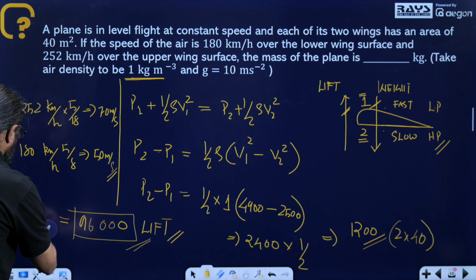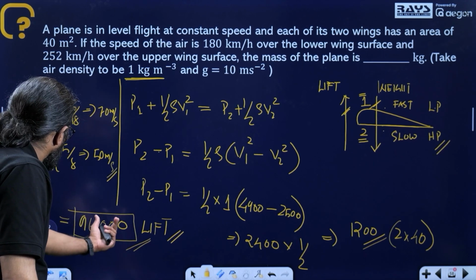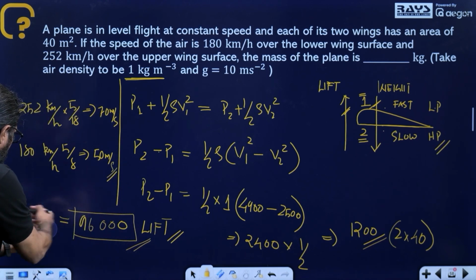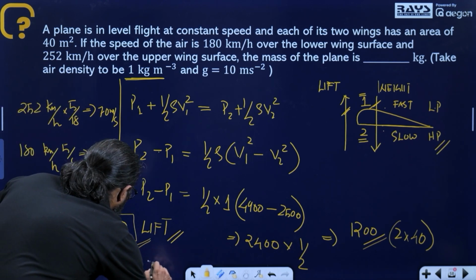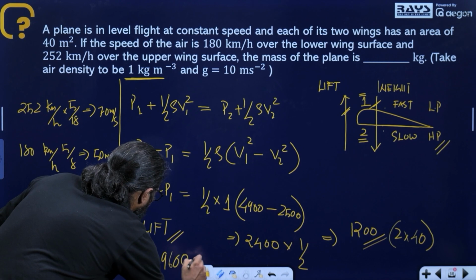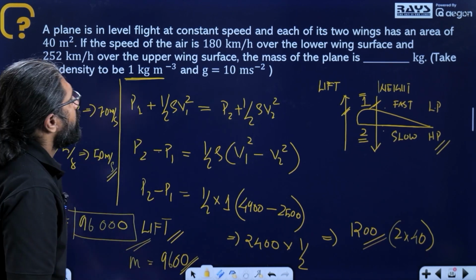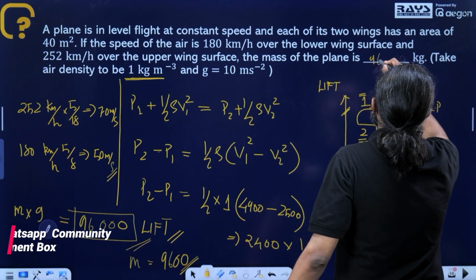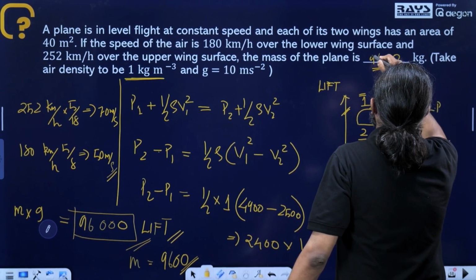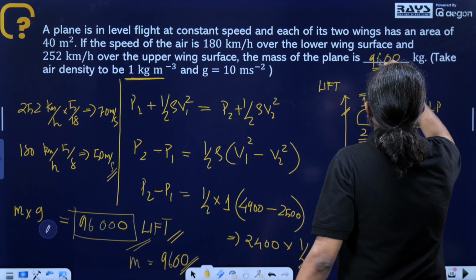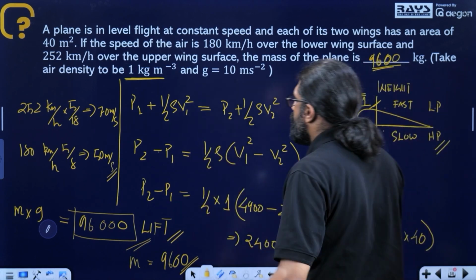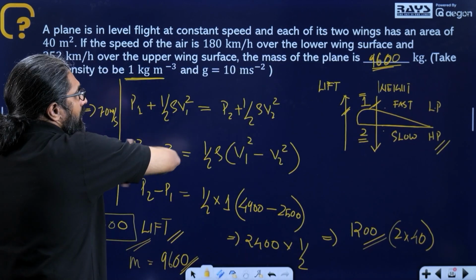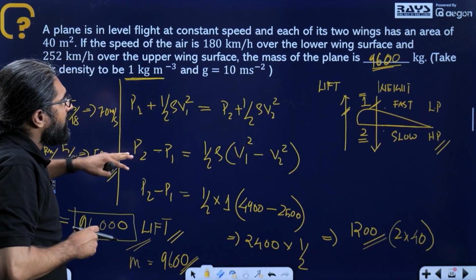This is actually equal to mass of the plane into g. Just take 1 0 out of this. M will be equal to 9600. So is there any format you should place it in? No. The answer will be 9600 kilogram will be the mass of the plane. Okay, we equated lift with weight. I think the logical track is very well laid out here.